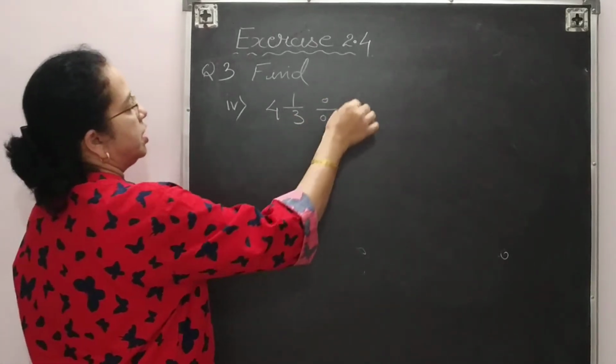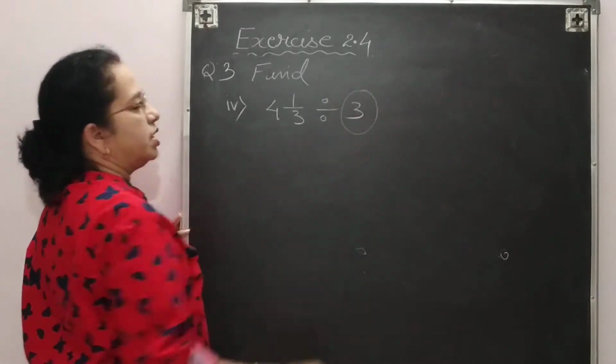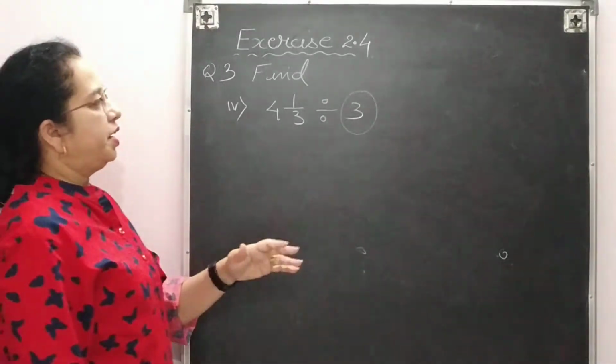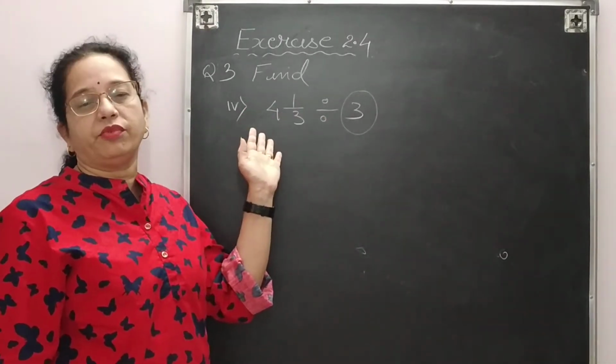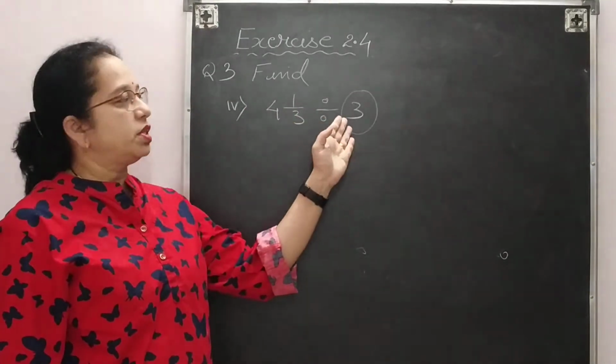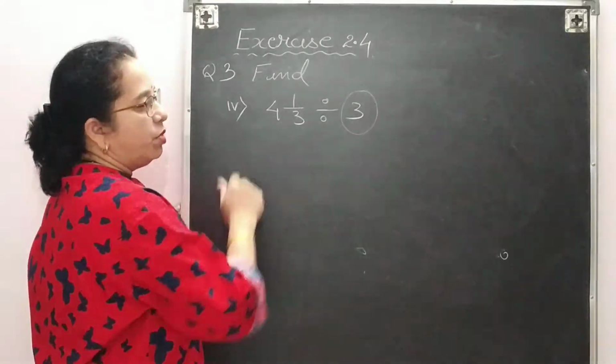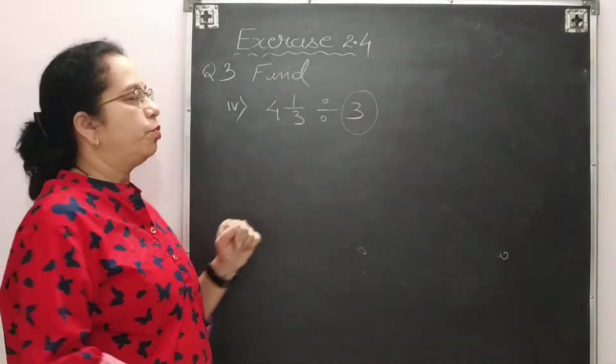Again, whenever division is there, after division, whatever number is there, make a circle over there. Many times students take the reciprocal of the number which is just before the division sign. So to avoid that mistake, always make a circle. Now a mixed fraction is there, so we will convert it into an improper fraction.